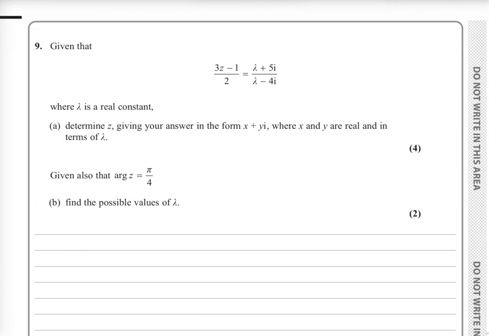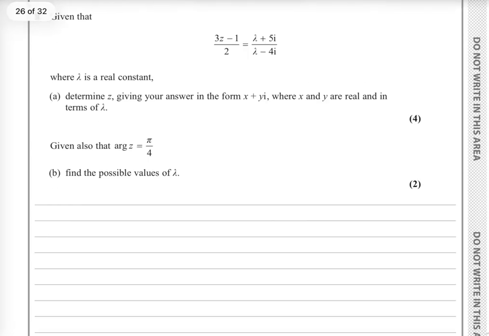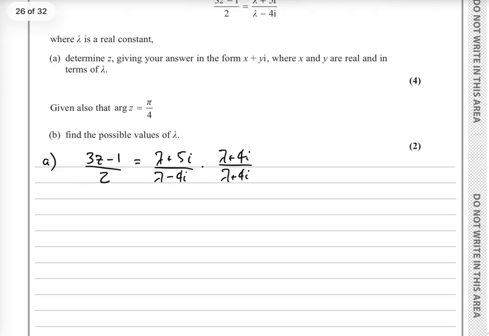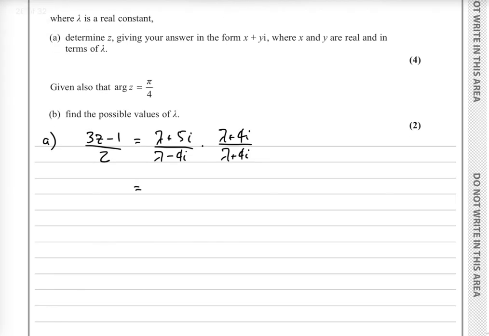Given this expression where lambda is a real constant, determine z, giving your answer in the form x plus yi, where x and y are real, and in terms of lambda. So we've got 3z minus 1 over 2 is equal to lambda plus 5i over lambda minus 4i. To split this into real and imaginary parts, we need the imaginary part out of the denominator. To do that, we're going to multiply by the opposite, if you will, like this. I should give it its proper name and say the conjugate of the denominator.